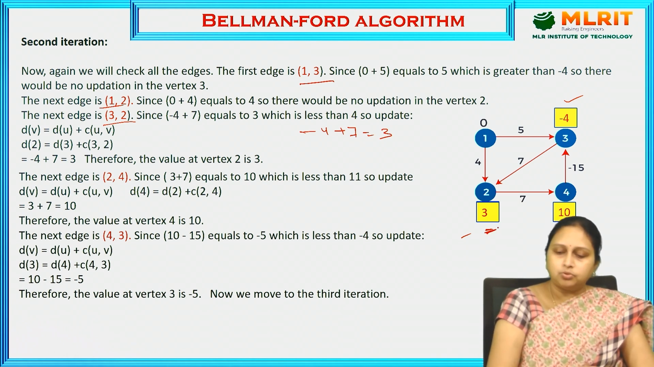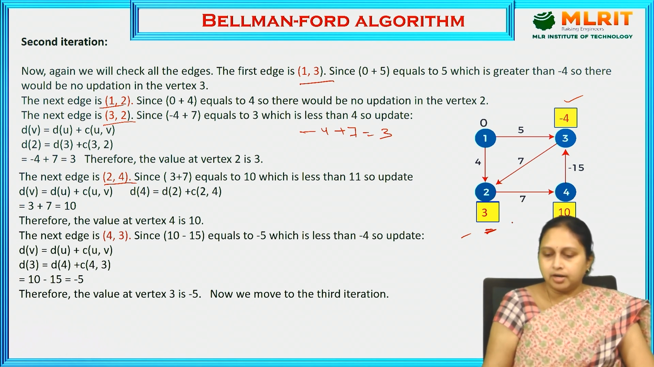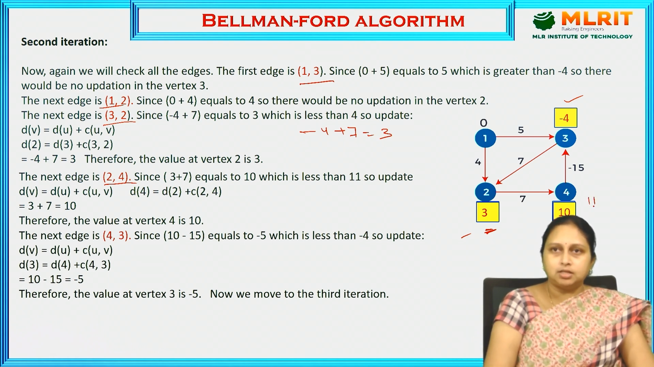Next, we have 2 to 4. Here we have a change, which means automatically here also it will be changed. Here we have 7 plus 3, you get 10. Previously it was 11, but that is replaced with 10.